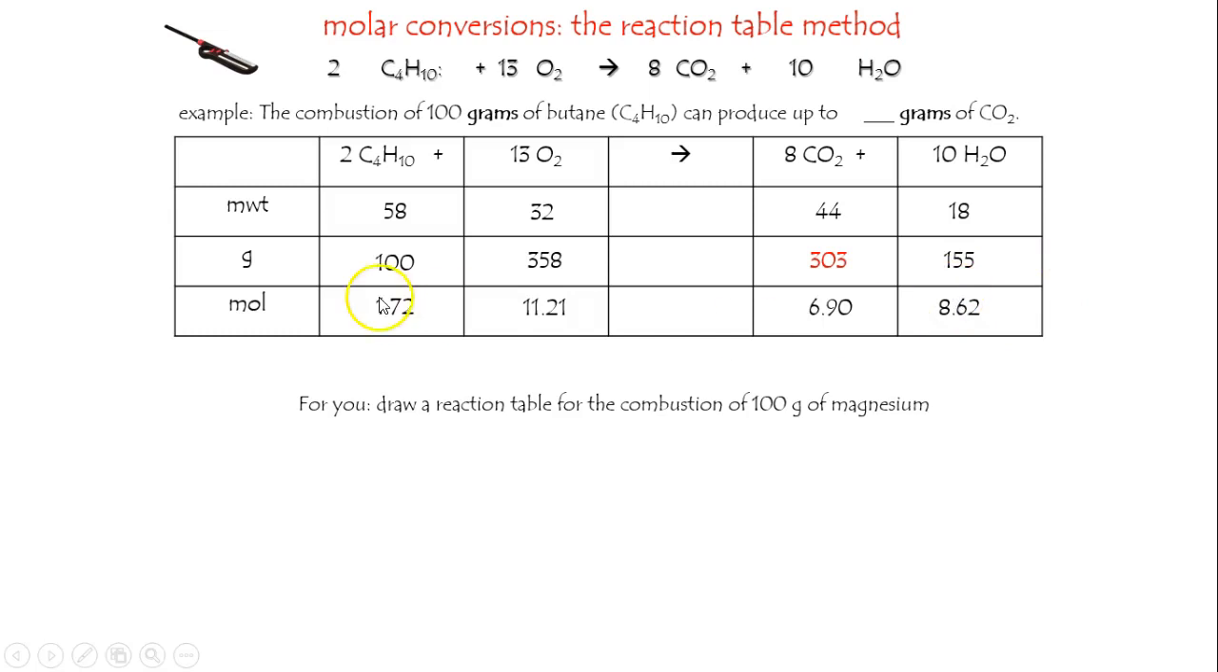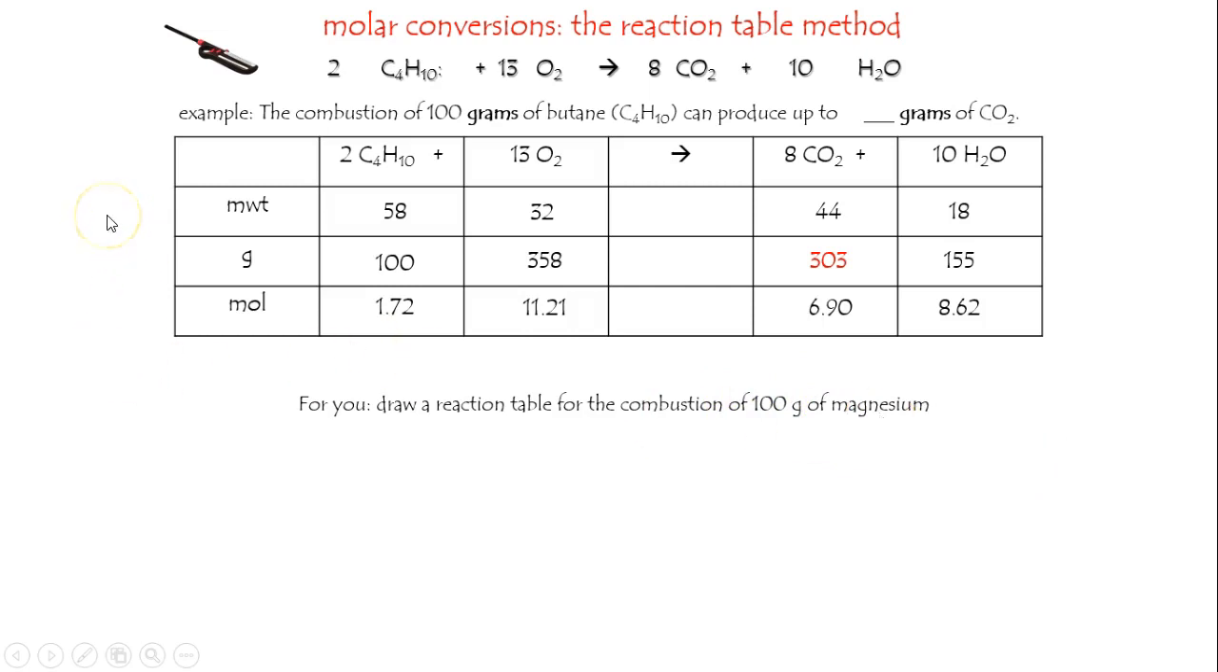This is the big moment where you check it. 458 equals 458. I love it. Everything must be right. That's a reaction table. You could even put molecules down here if you want to add that too. Now, here's one for you. Draw a reaction table for the combustion of 100 grams of magnesium.